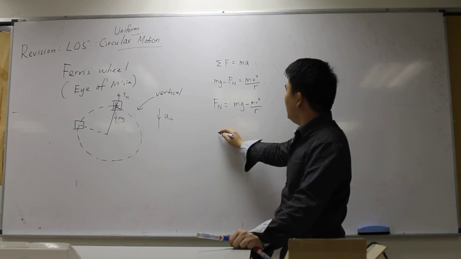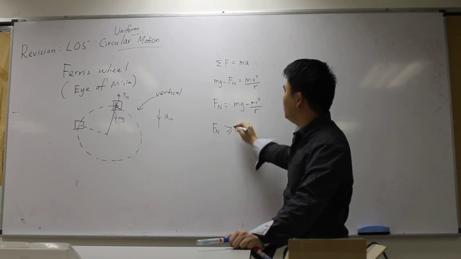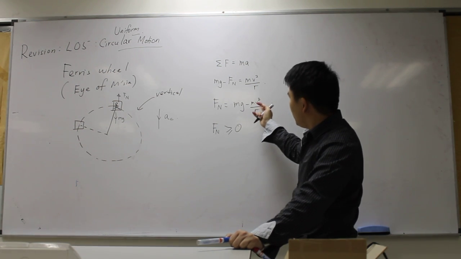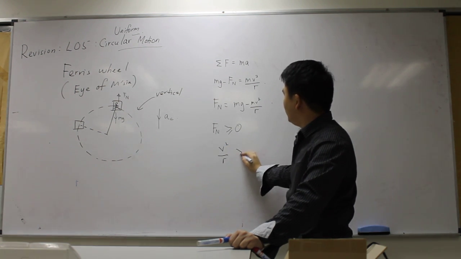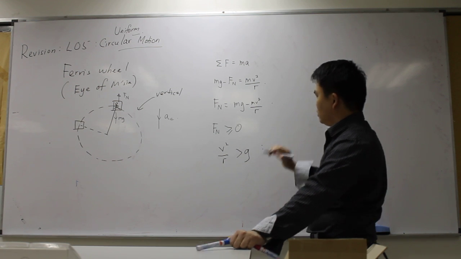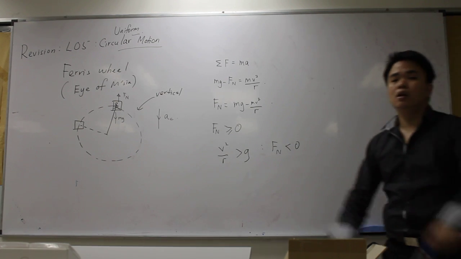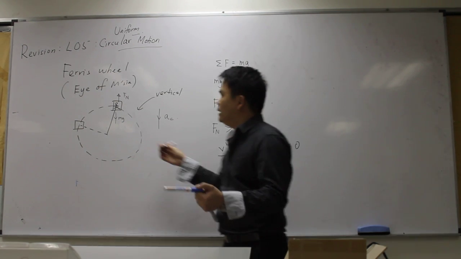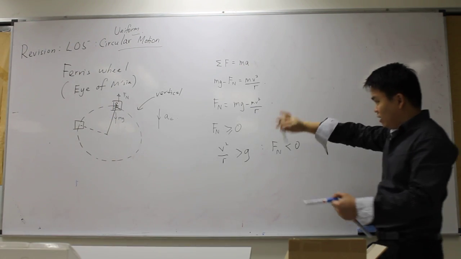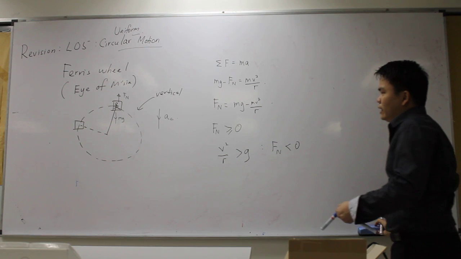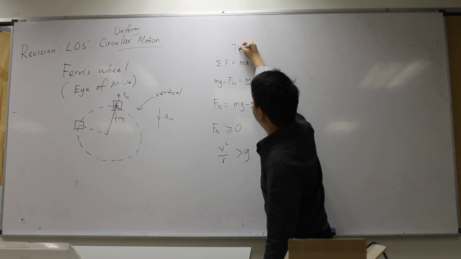So what happens if your v is too large? Since we also say that Fn must always be greater than or equal to 0, from this equation you see that when v squared over r is greater than g, Fn is smaller than 0. And when Fn is smaller than 0, you can imagine that it means no normal force in this case, so theoretically this one flies away. Okay, there's no longer, it can't stay in this box. Somehow we consider this for the top part.